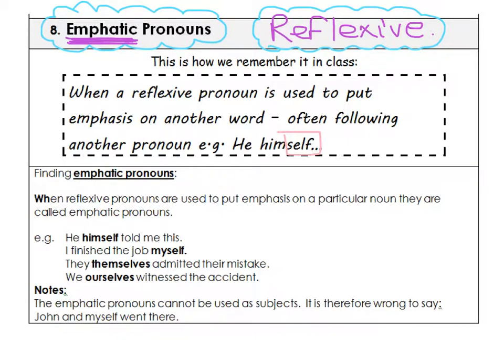Here is a good way to see it. A reflexive pronoun, the one that ends with self or selves, is used to put emphasis on another word. Remember, it is used to put emphasis on another word. Often, it is like this: he, himself. If you see it like that, it's a dead giveaway that it's emphatic. I don't need this word, himself, to understand that it was he who did it.